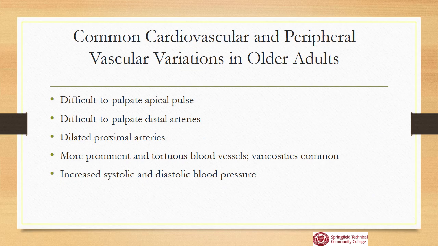Vascular variations, cardiovascular variations in older adults. They may have a difficult to palpate apical pulse, especially patients that are a little bit heavier or who have some heart failure. Their PMI may be moved down and to the left. So your patient may not meet the textbook definition of where their PMI is. So if you're having a difficult time palpating your patient's apical pulse, you may want to try moving your fingers a little bit down and to the left.